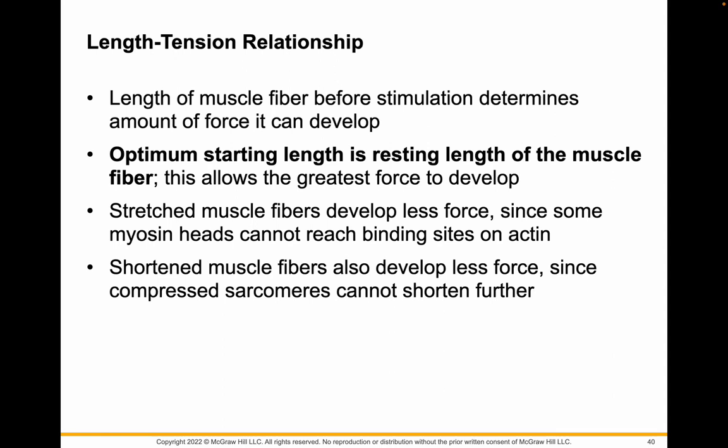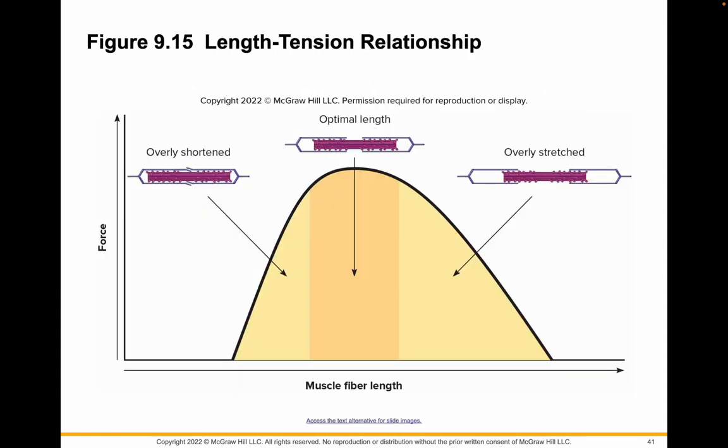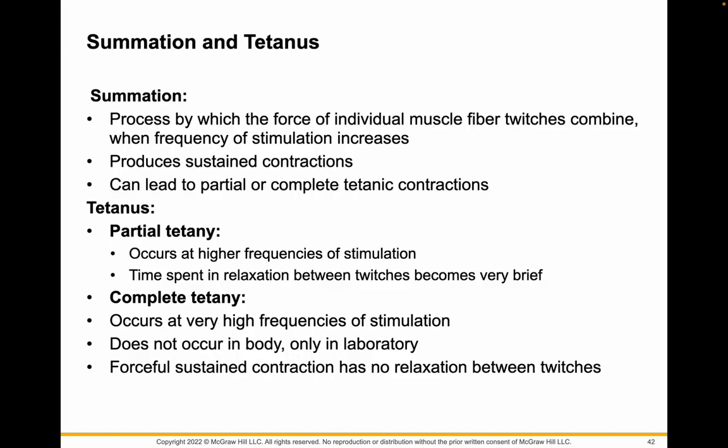So the best way to have the strongest muscle is not to stretch it, but to just go from rest. The shortened muscle fibers also develop less force since the sarcomeres can't shorten any further. Like once you're contracted, it's harder to contract even more. And so they're saying this is your optimum length for developing force. If you are already shortened or you're stretched out, you're not going to be able to obtain the same amount of force as a resting muscle.